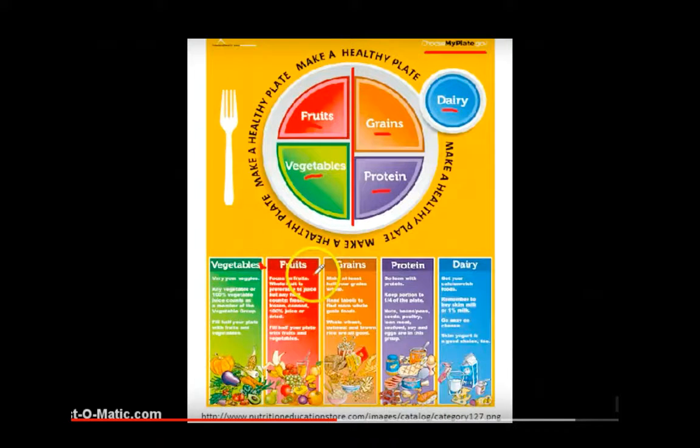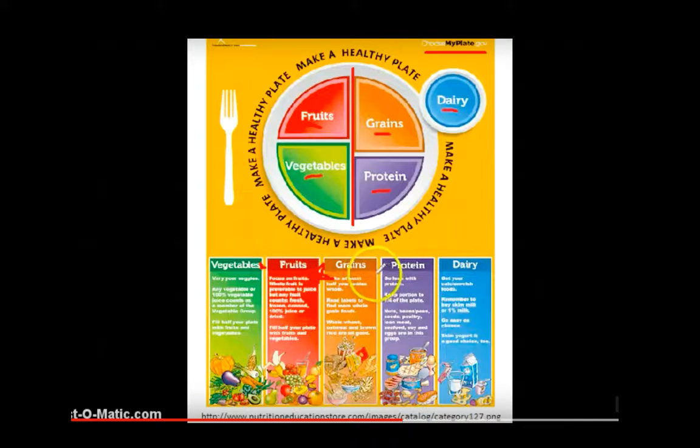Now the next one is fruits. It says to focus on the fruits. And you want to make sure, again, that it's whole fruit. Fruit juice does count, but they want you to make sure you're eating the whole fruit because you are getting that fiber, which is great for your digestive system.